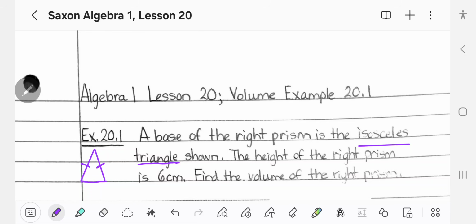The height of the right prism is 6 centimeters. Find the volume of the right prism. So we know that it's going to be a three-dimensional figure. Its base is going to be an isosceles triangle like this. And we know what the height of it is.